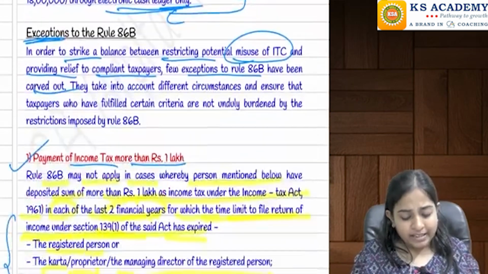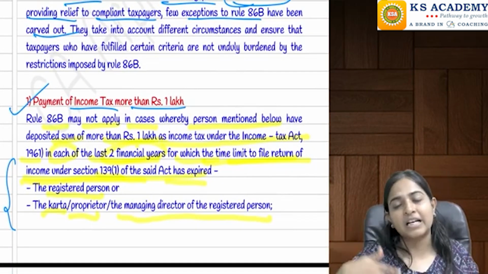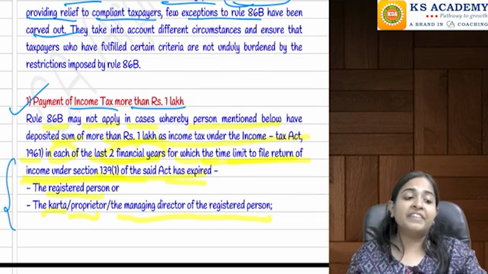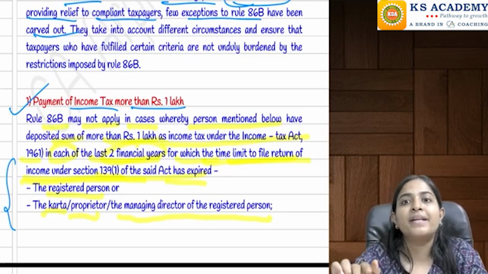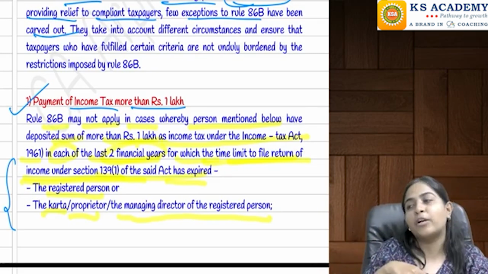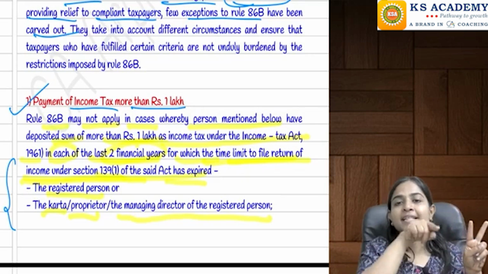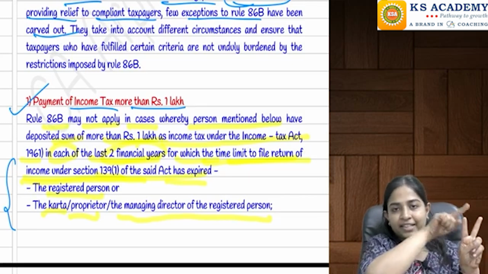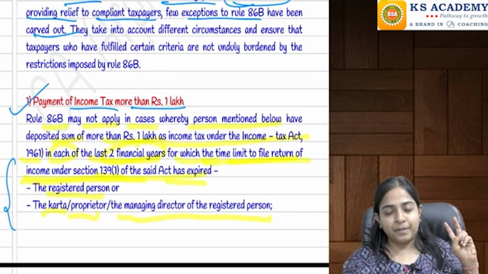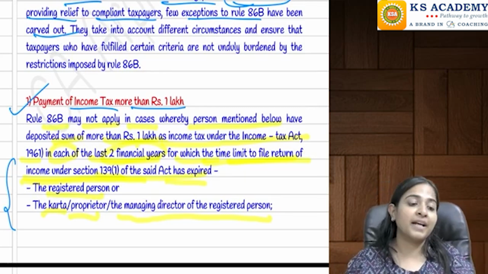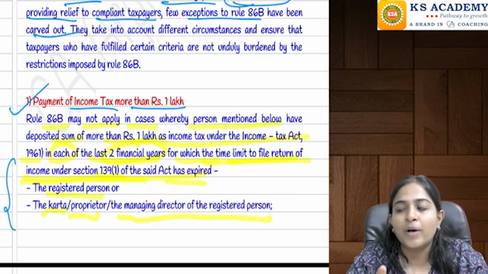Now, there were some exceptions to that. Let's say the registered person, or an authorized person like the karta, proprietor, or managing director, has paid income tax of more than rupees 1 lakh for each of the last 2 years, whose time period for filing the income tax return has already expired. Means everything for those 2 years under income tax is done, and for those 2 years the registered person or their authorized persons have paid income tax of more than rupees 1 lakh, meaning they are genuine people. So it is deemed that they will not do any default under GST.